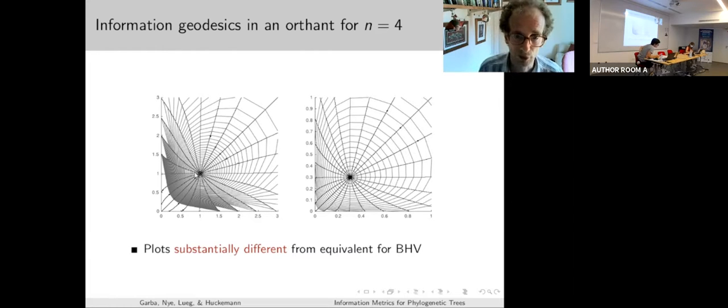taxon tree. Okay, so I'm firing geodesics out from this central point. The difference between the left and the right is my initial tree here on the right has internal edge length 0.3 on both those edges, and here the initial edge length is 0.1. So these curves coming out are the geodesics. The curves, sort of contours, are the contours of distance. What you can see is that these two plots are really quite different from what you'd expect with the BHV metric. With the BHV metric, you'd get concentric circles and straight lines.